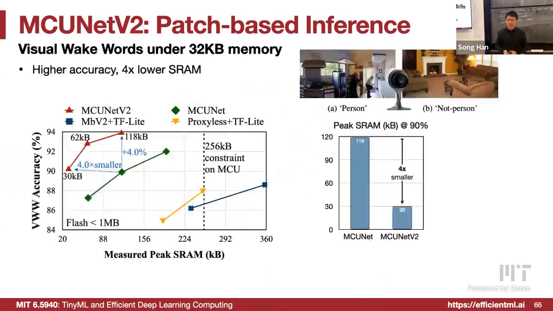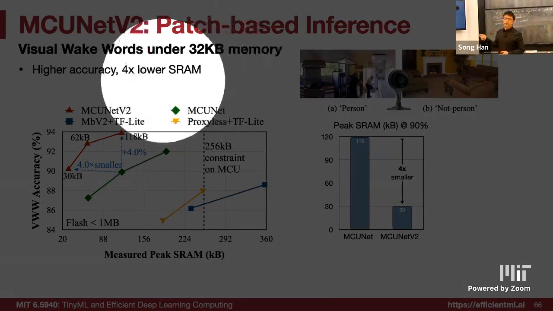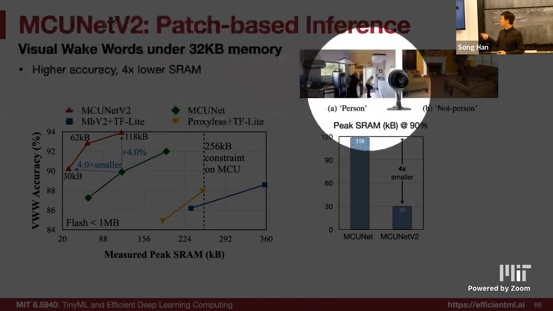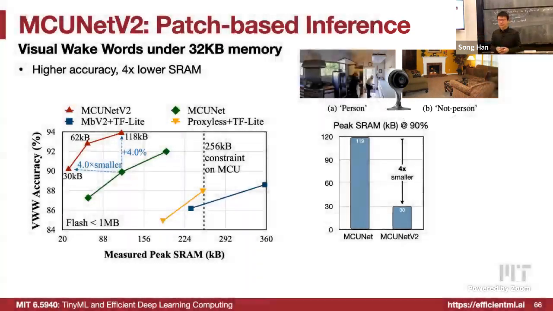Okay, so putting everything together, we can further improve this visual wake words, right? Under only 32 kilobytes of memory. So what is visual wake word? Basically telling whether there's person or no person in the field.